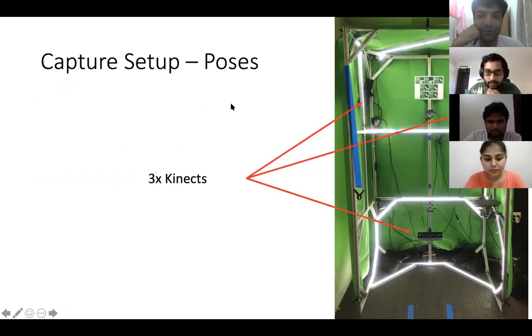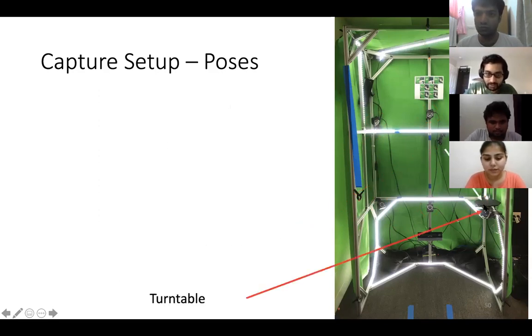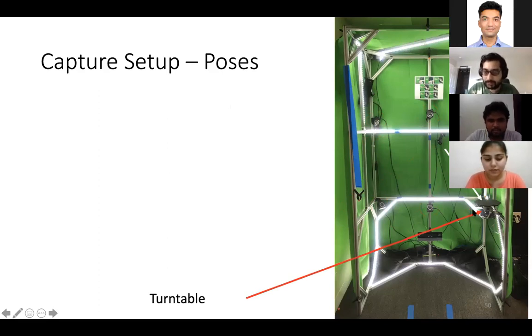So we have these three Kinects, as I was saying, and then again the thermal camera, which is over here, and that's looking at the turntable, where after grasping the object is put on this turntable.